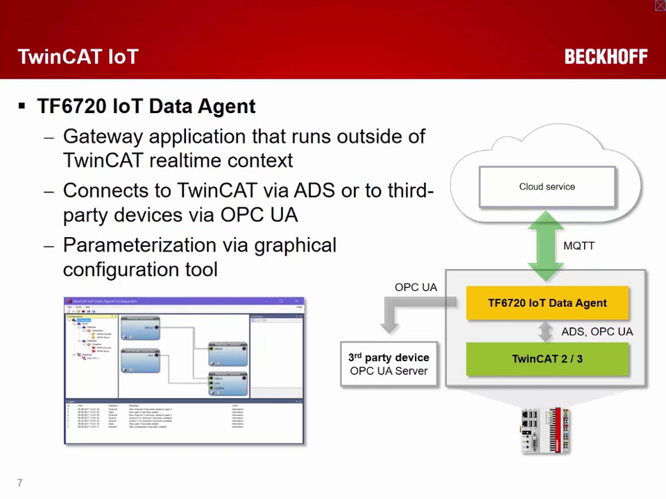So there's an OPC-UA client implemented in the IoT data agent, which you can use to, of course, connect to the TwinCAT OPC-UA server, which is another supplement product, but you can also use the data agent to connect via OPC-UA to third-party devices. So the only prerequisite is that this third-party device has an OPC-UA server on board.